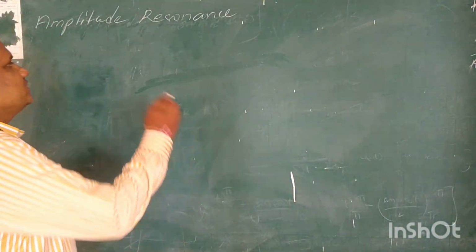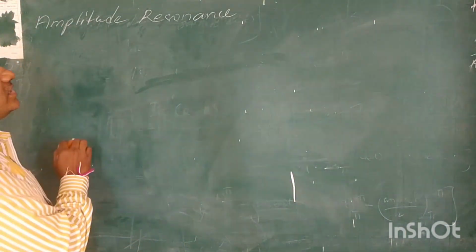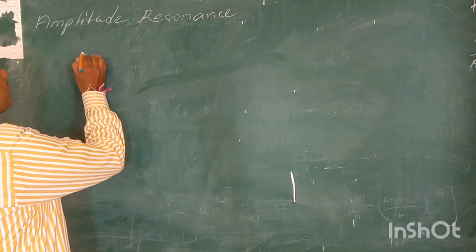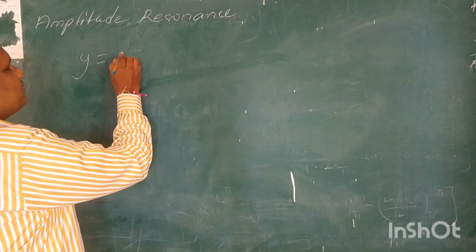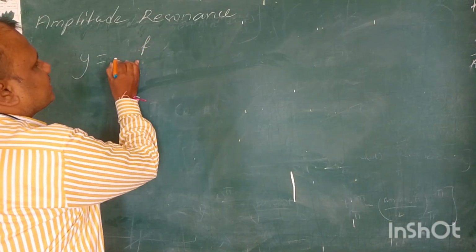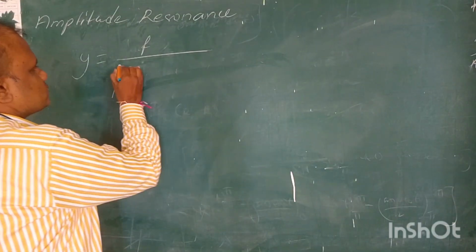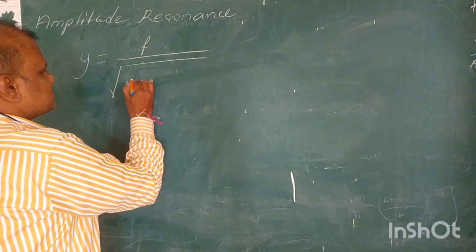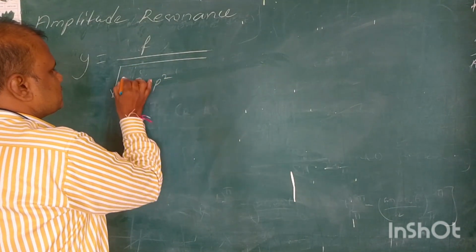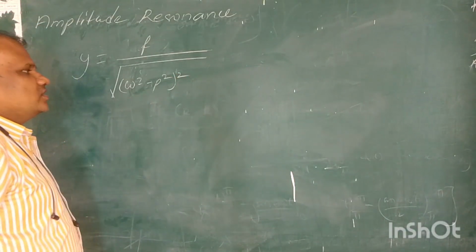So in the last class we completed one topic on the forced oscillator. There we derived the equation of motion for a forced oscillator. Here also I am going to write the same expression once again. So this is nothing but the equation of motion of a forced oscillator.